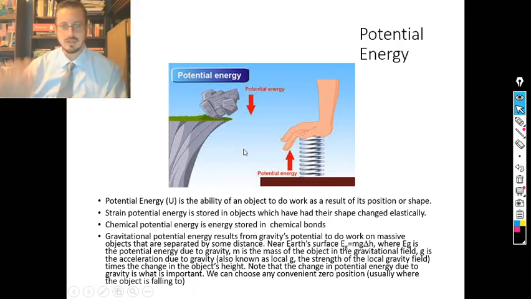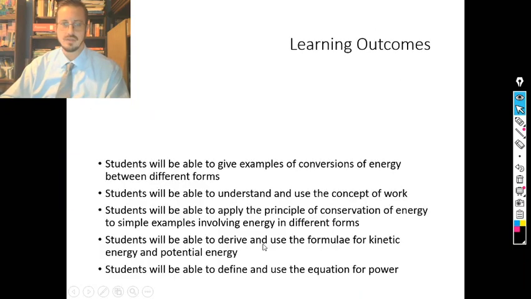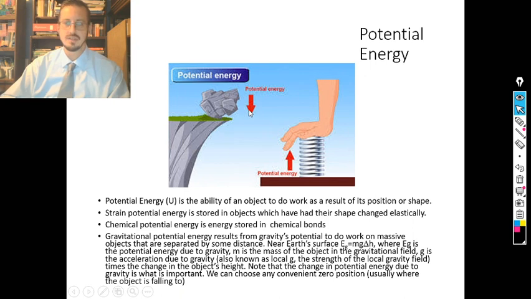And if you click on the link here, you'll be able to see where I've derived the equations for potential energy due to gravity and kinetic energy. And that video really corresponds with the learning objective that you read here, the fourth bullet point. Students will be able to derive and use the formula for kinetic energy and potential energy. So make sure you either finish watching this video and then take a look at that one for the derivation of these equations, or take a moment to view them now and then come on back and finish.